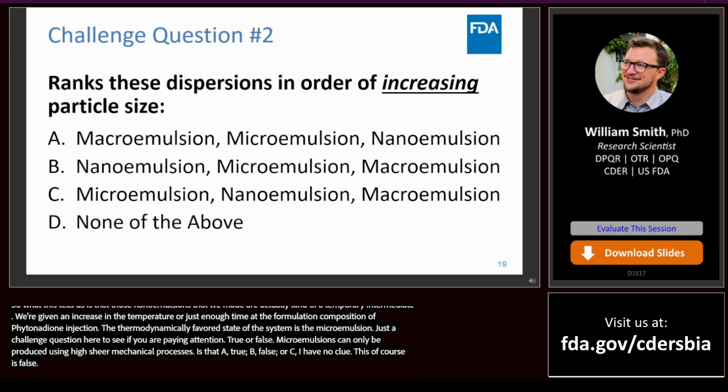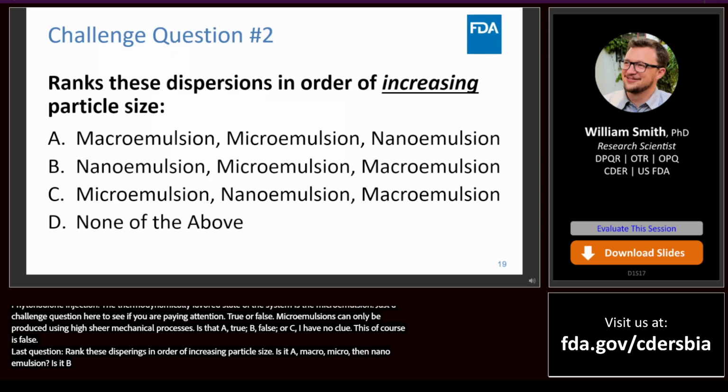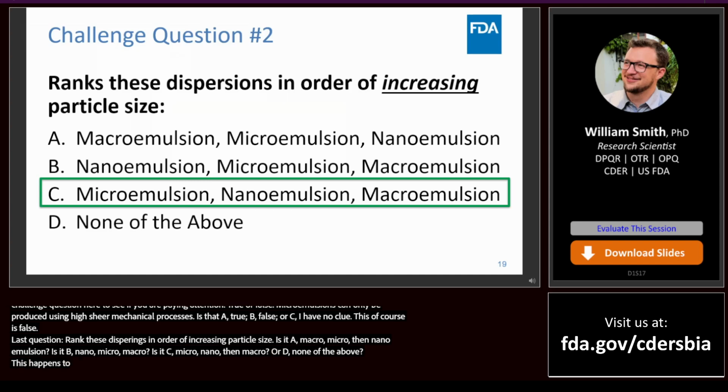Okay, last question. Rank these dispersions in order of increasing particle size. Is it A, macro, micro, then nano emulsion? Is it B, nano, micro, macro? Is it C, micro, nano, then macro? Or D, none of the above? This happens to be C. Microemulsions are actually the smallest in particle size.